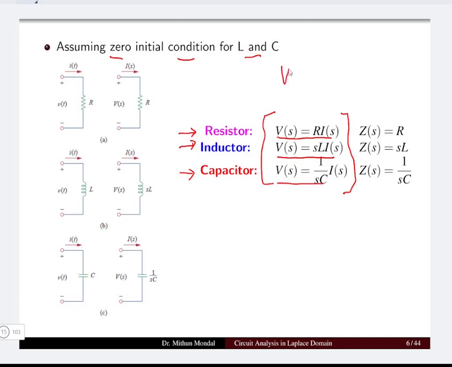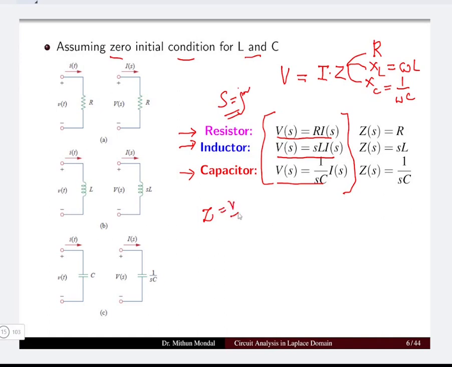Generally, we can remember one particular equation: voltage is equal to the current multiplied by the impedance. So the impedance can be R for the resistor, XL for the inductor, and XC for the capacitor, as the inductive reactance and capacitive reactance. Inductive reactance XL is equal to omega L, and capacitive reactance is equal to 1/(omega C). Generally, we write s = j omega, so we can convert from the time domain to the frequency domain. We find the impedance as the ratio of voltage to current.